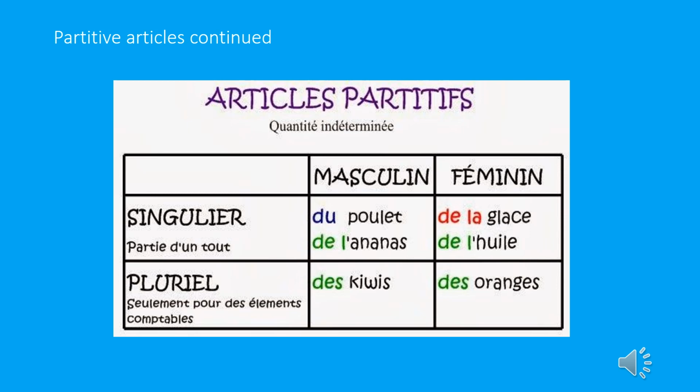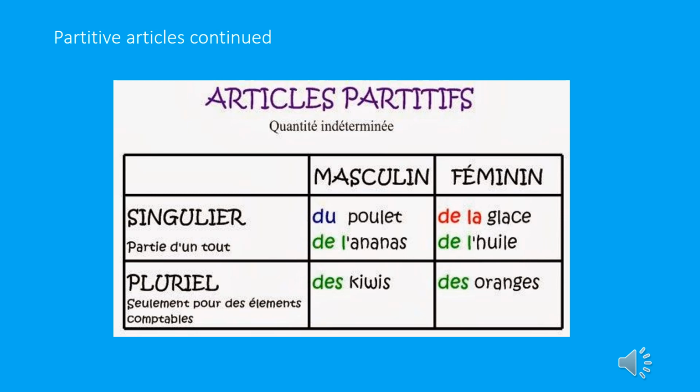You see that the DES, like I said, is plural. So you can say, repeat after me, je mange des kiwis. Je mange des kiwis. You don't pronounce the S, je mange des kiwis. But with ananas, you pronounce the S. Je mange de l'ananas. Then you say, je mange des oranges.